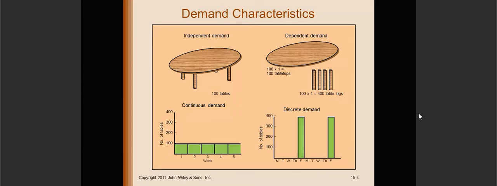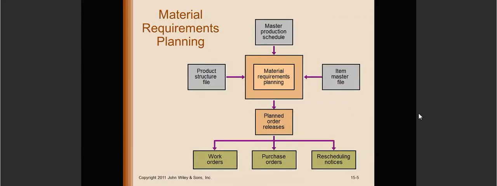Sometimes there will be a demand from the production process for table legs, and sometimes there is no demand for the specific tabletop to produce the table. So, material requirement planning.